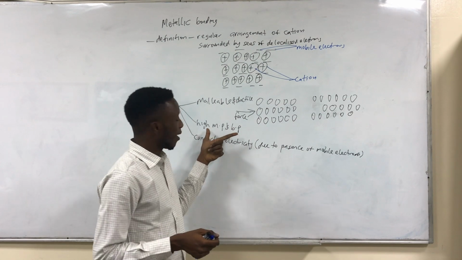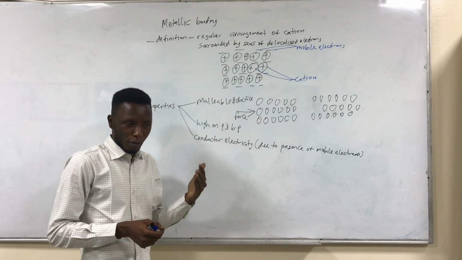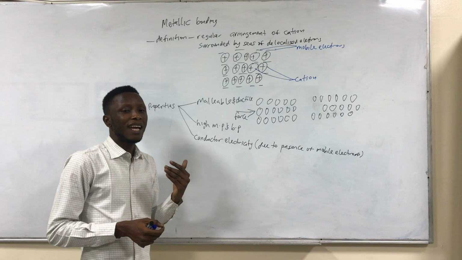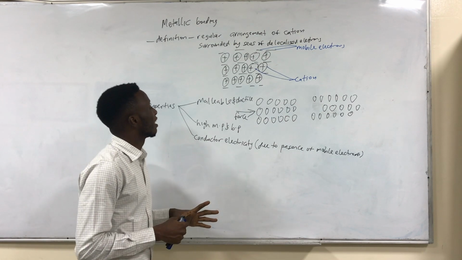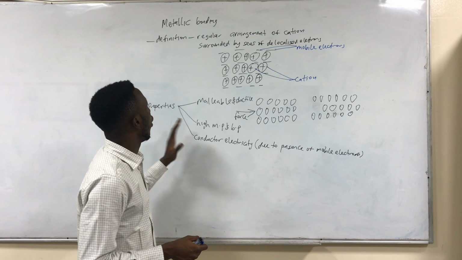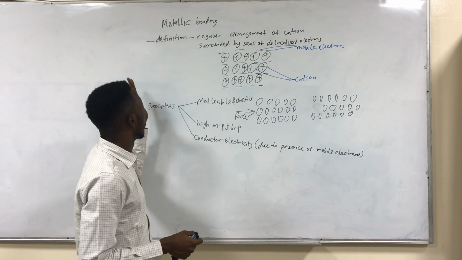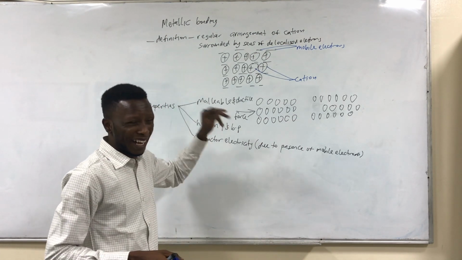Then metals have high melting and boiling points. Why? Because they are held together by strong electrostatic force of attraction. So that is just the metallic bonding.